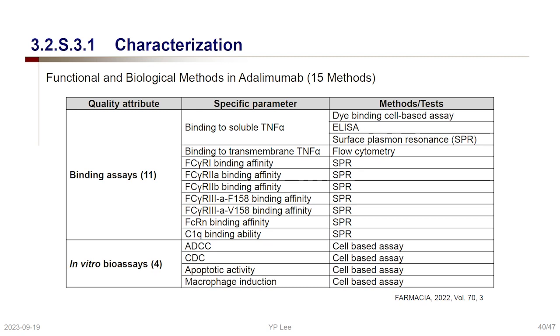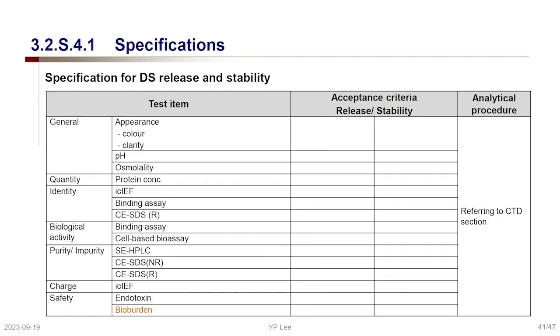So glycosylation and Fc function for the antibody product. These might be the test items that we may have to apply. For the specifications, which are included in section 4.1, quality attributes, and of those, the criticality, the high criticality test items are used for the QC and release testing. And here, test method, acceptance criteria in terms of release, and also in terms of stability, acceptance criteria need to be set.